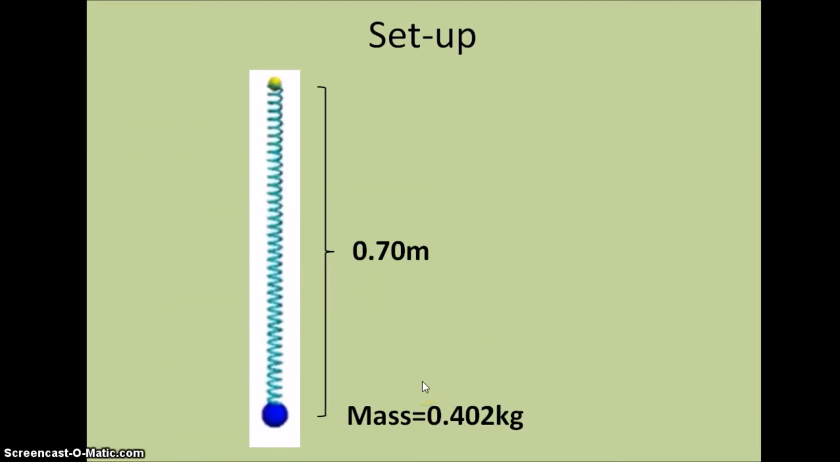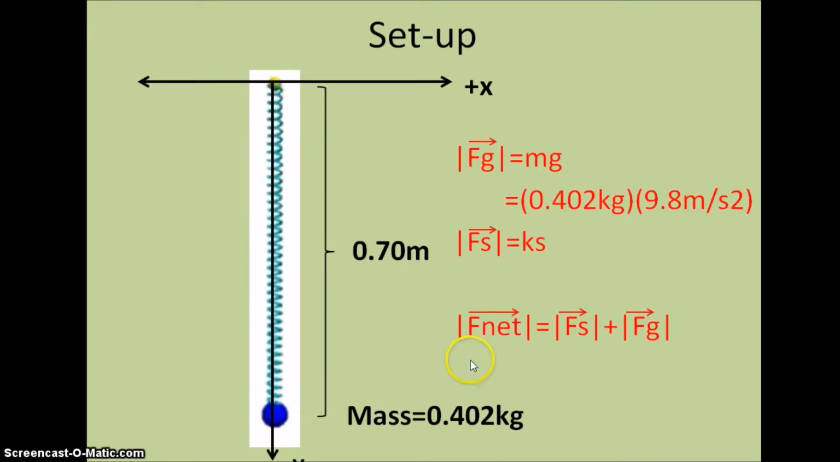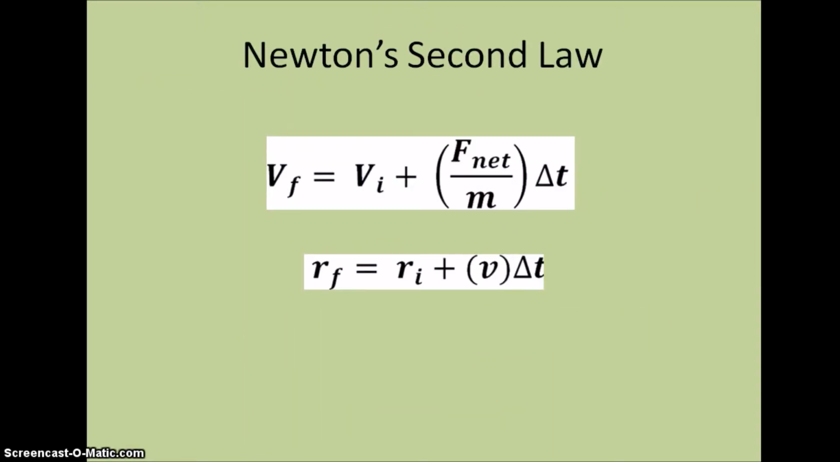The setup of this experiment is a mass of 0.402 kilograms at a resting length of 0.7 meters from our chosen origin. Choosing the mass as our system, we can determine the forces acting on it: the force of gravity, and the spring force. The net force is the sum of these two forces. As I just said, the best place to start analyzing this complex motion is from the fundamental principle, Newton's second law. To get the initial conditions we need to use these two equations, let's look first at our real-world video.